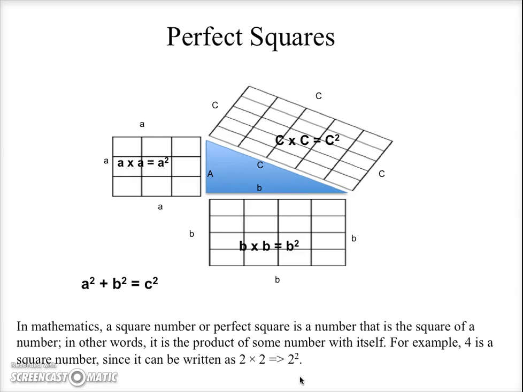In mathematics, a square number or perfect square is the product of some number with itself. For example, 4 is a square number, since it can be written as 2 times 2, which equals 2 squared.